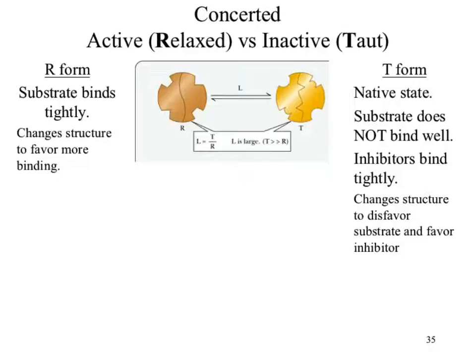What happens if I go over to the relaxed form? Would I expect inhibitors to bind very well? Probably not, because what do I want to bind? The substrate. Okay?